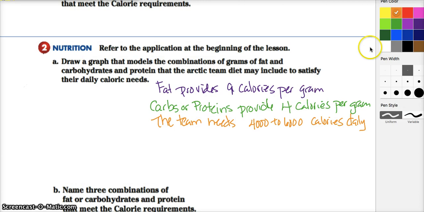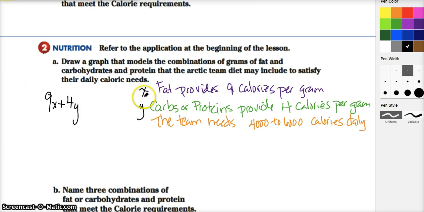So with the details written down here, I'm going to get started by letting X be the number of fat grams, and we know there's 9 calories per gram of fat, and let Y be the number of grams of carbs or protein, and we know that there are 4 calories per gram of a carb or protein. And we know the team needs 4,000 to 6,000 calories a day, so that would look like this. We know that that's 9x plus 4y.